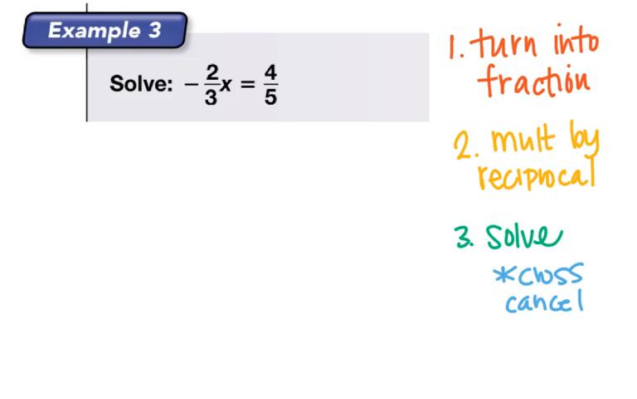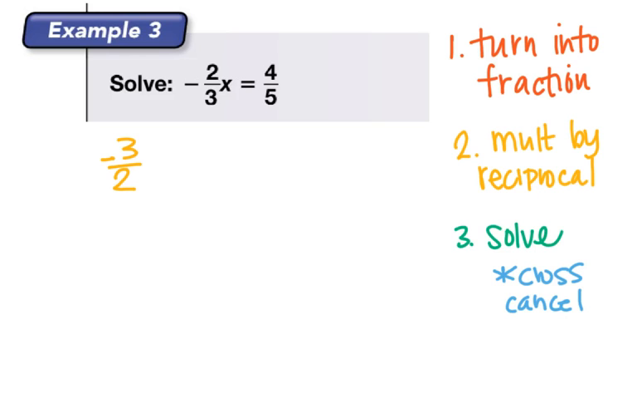Okay, so now let's look at example 3. Here we have a negative 2/3 x equals 4/5. Let's look at our steps. Turn our coefficients into fractions if we need to. Well, they're already fractions, so we don't need to do that. Step 2, multiply by the reciprocal. We have a negative 2/3 x. The reciprocal of negative 2/3 is going to be negative 3/2. So we want to multiply that on both sides.